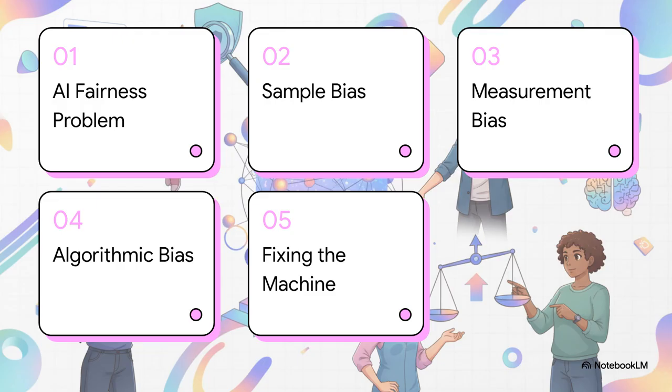First, the AI fairness problem. Second, sample bias, missing voices. Third, measurement bias, flawed data. Fourth, algorithmic bias, skewed rules. And finally, number 5, strategies to fix the machine.